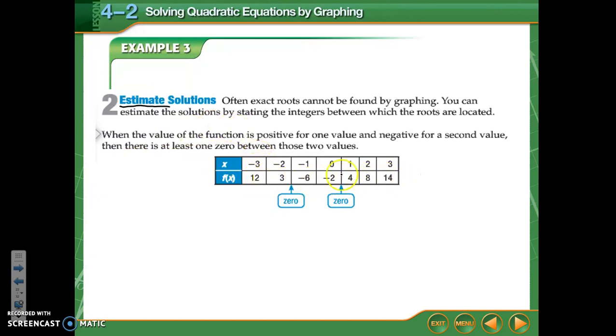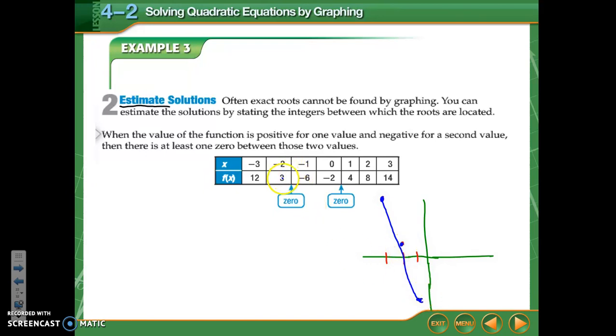In a table, I can look at my y values. So here my y value is positive 12, positive 3, and then negative 6. And if I think about what that means, for example, the point negative 3, 12 would be up here. The point negative 2, 3 would be about here, and the point negative 1, negative 6 would be down here. Well, since this is a parabola, not a very beautiful one that I'm drawing, it has to cross the x-axis somewhere between these 2 points, because it goes from a positive y value to a negative y value. So it goes from above the x-axis to below the x-axis.